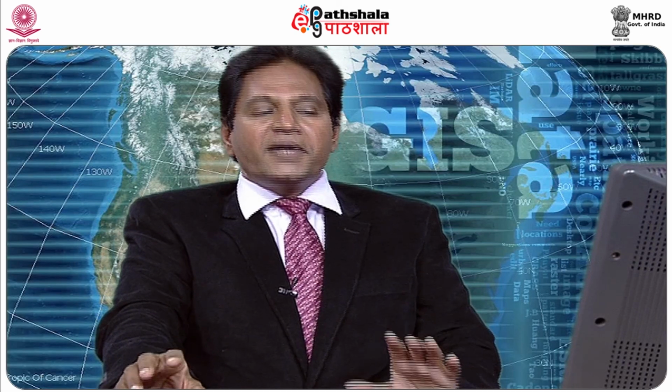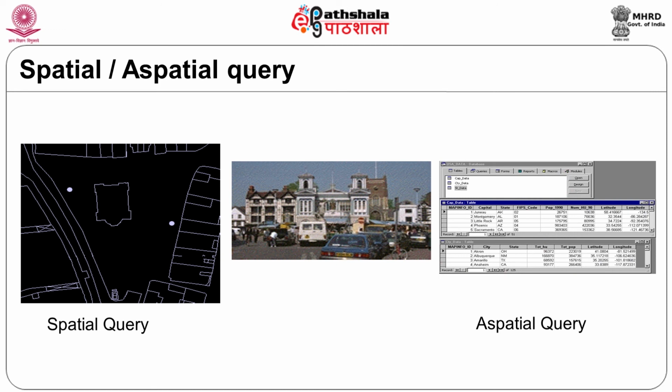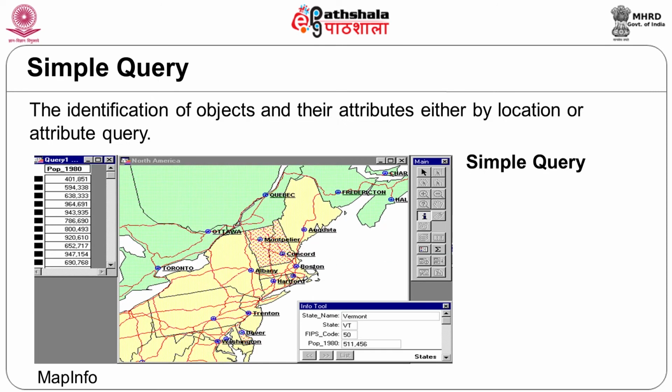So, let us see spatial query and aspatial query. Spatial query is nothing but, as you see on the left side of the slide, you have the map part of it. So you are querying from the spatial map, and this is the detail about this particular object. It need not necessarily be the same here. A simple query is identifying an object and its attributes or details by location or attribute query.